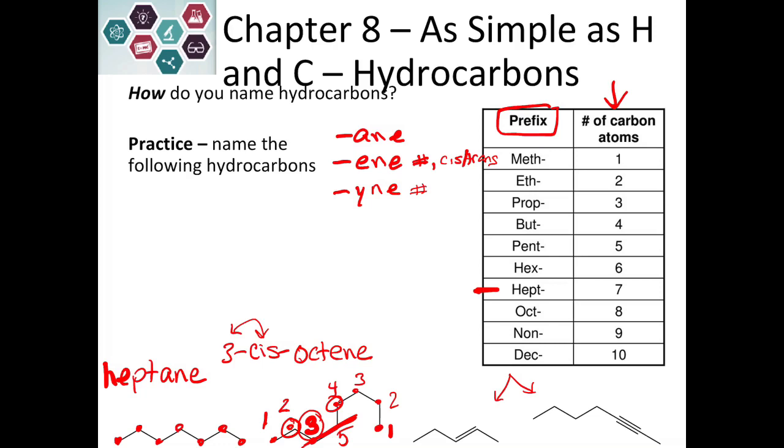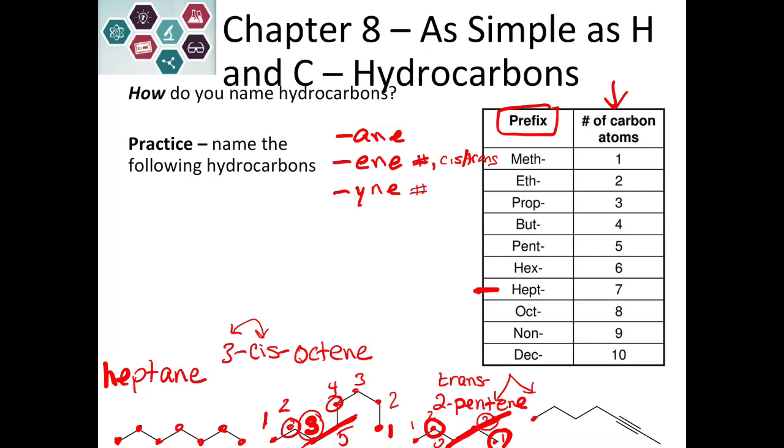All right, this example we've got 1, 2, 3, 4, 5, so pent. The double bond, the lowest number I can give it is 2. If I go the other direction, it would have been 3. So we've got 2 pentene. In this case, if I draw a line through the double bond, my groups are on opposite sides, so it's going to be trans. If it's neither, you would just have the number, the prefix, and the ending.